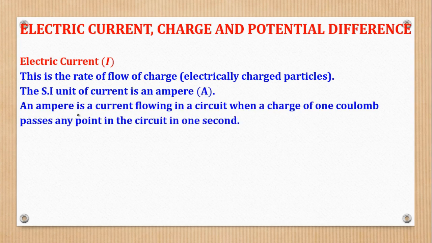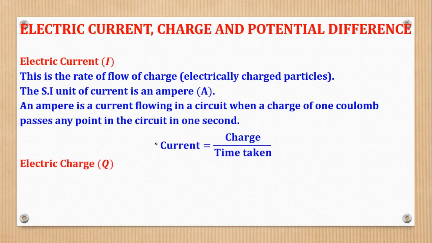By definition, an ampere is the current flowing in a circuit when a charge of 1 coulomb passes any point in the circuit in 1 second. So 1 second is the time, and 1 coulomb is the charge. The charge should be 1 coulomb and the time taken should be 1 second. That means mathematically we can say that current is equal to charge over time taken.